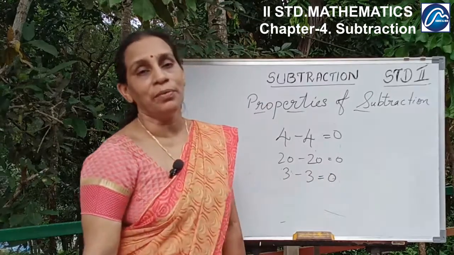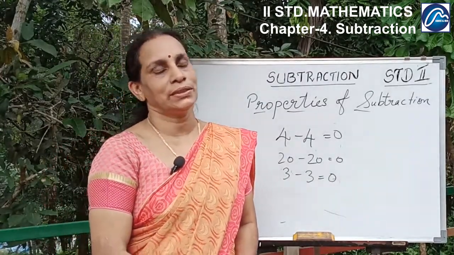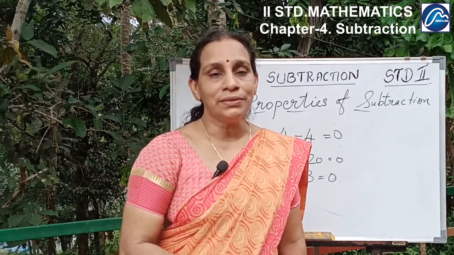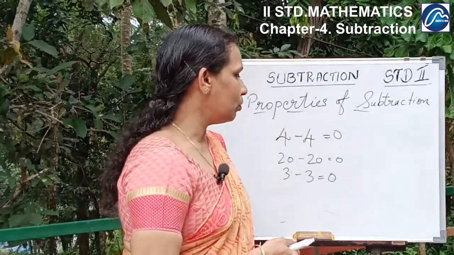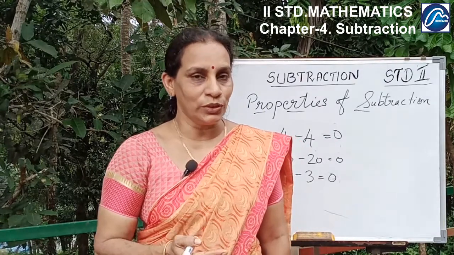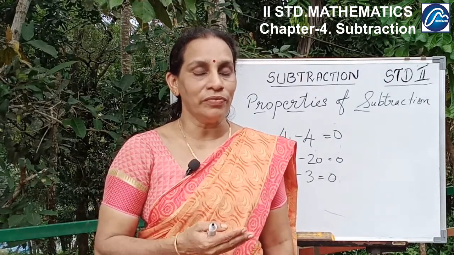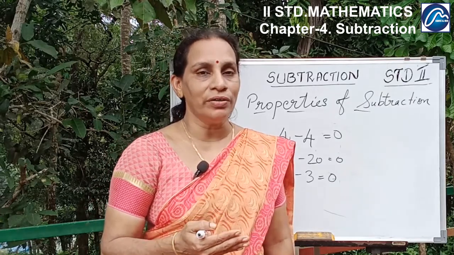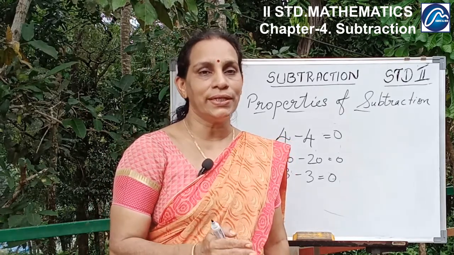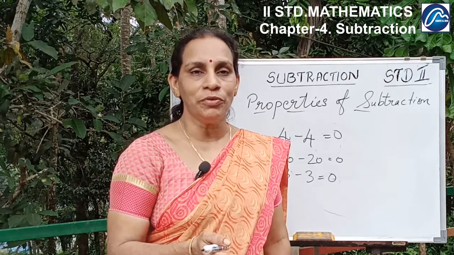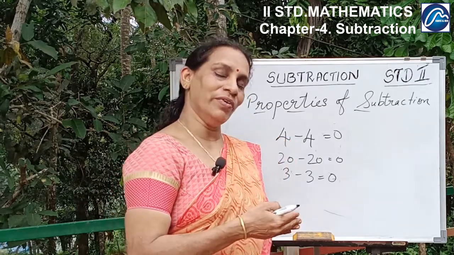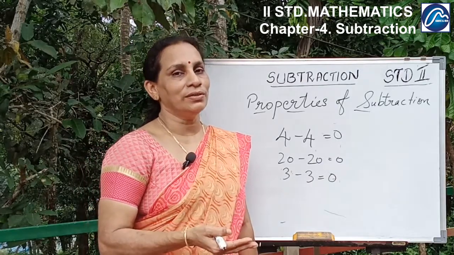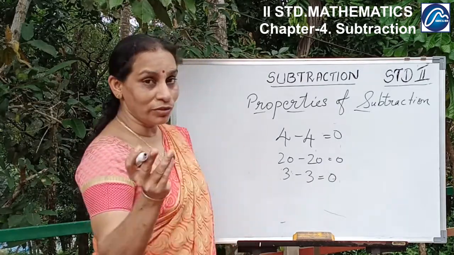So these are the properties of subtraction. That means you have learned now, when you are subtracting 0 from a number, you will get the same number. When you are subtracting 1 from a number, you will get the predecessor of the number, the one just before the number. And when you are subtracting the same number, you will get 0. Okay, you have to check this.